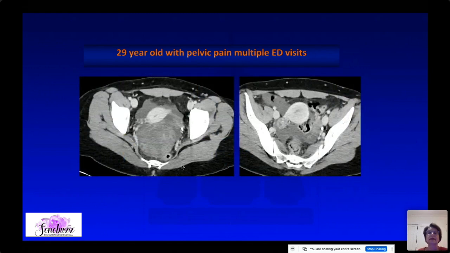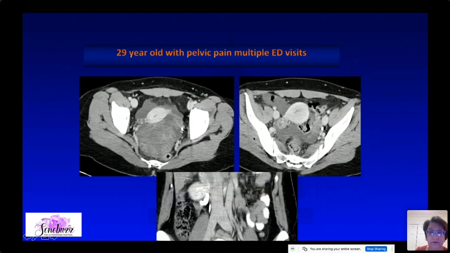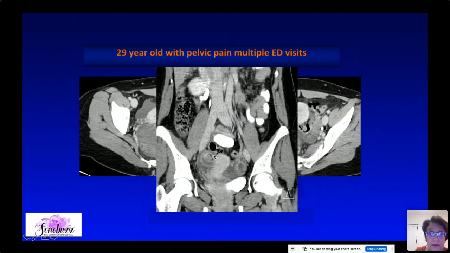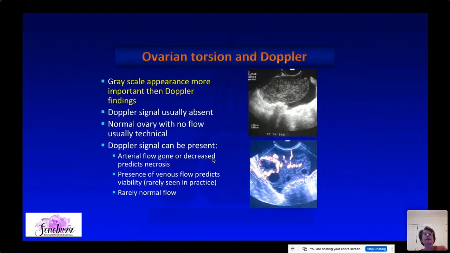signs on CT that also should make you think about torsion. You can see that the ovary in the cul-de-sac is not enhancing normally. There is ascites. There is tilting of the uterus towards the side that's torsed. That's another sign on CT. And here is a twisted pedicle. And perhaps you can see that twisted pedicle a little bit better on the coronal reconstructions. So this is to say that the Doppler findings in ovarian torsion are variable.